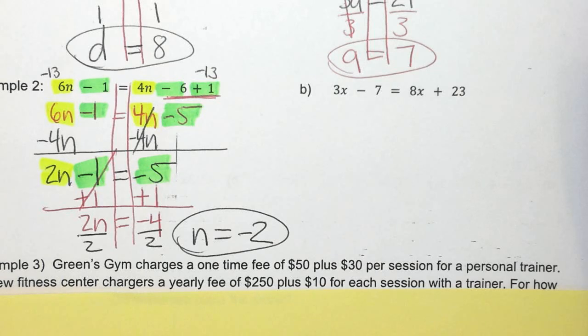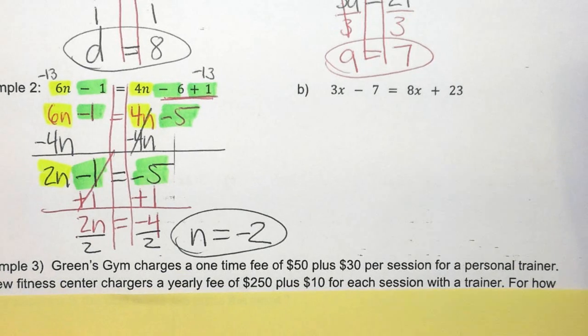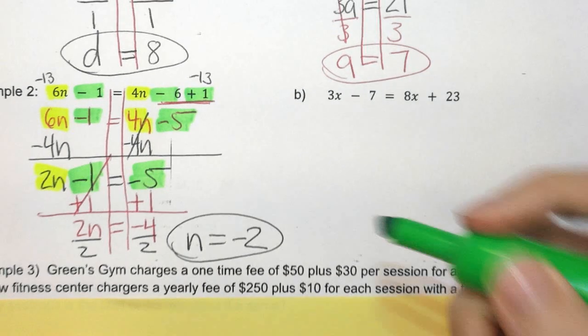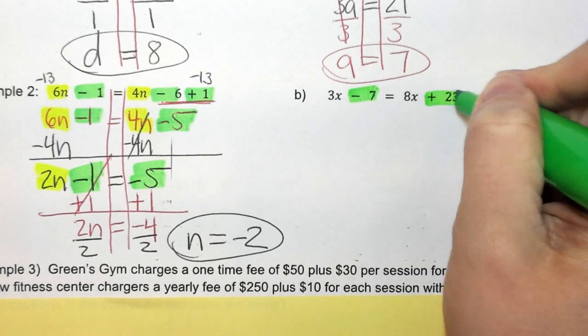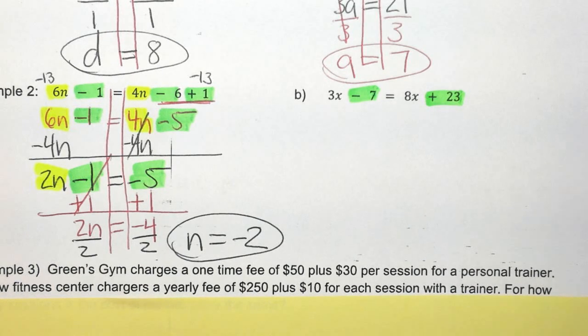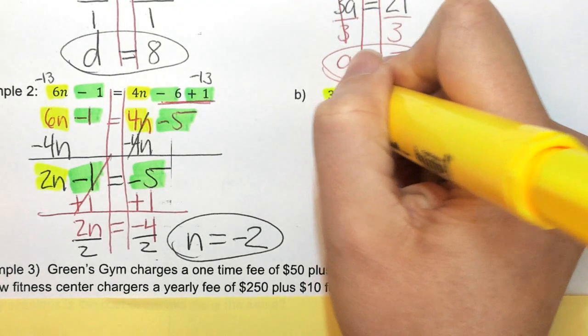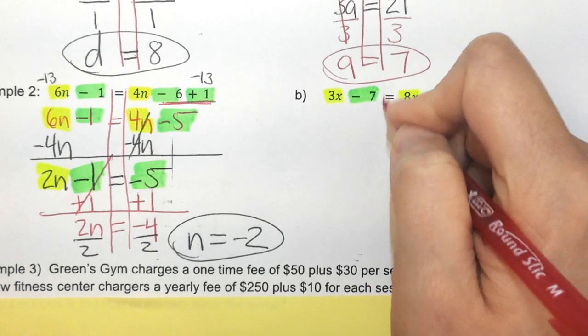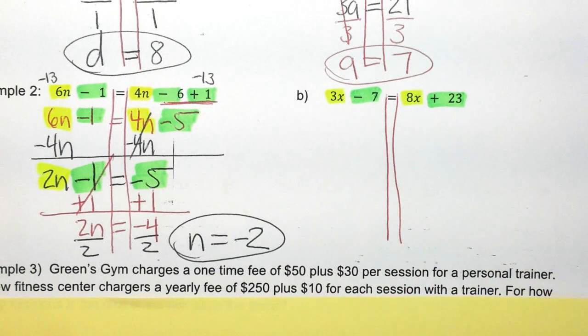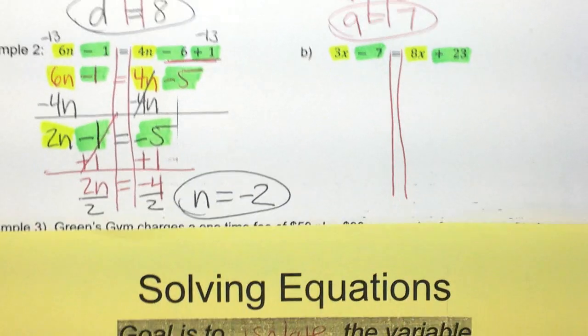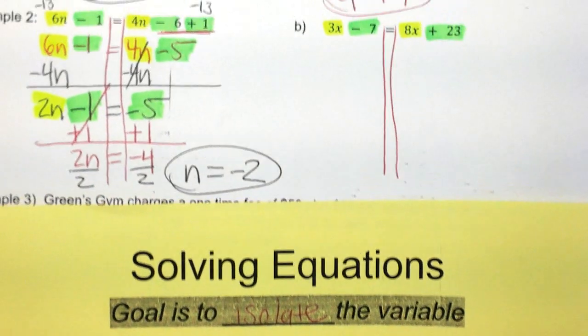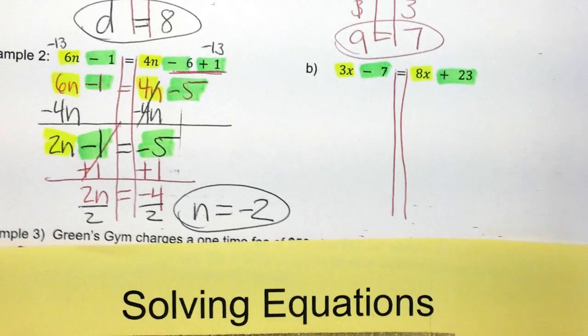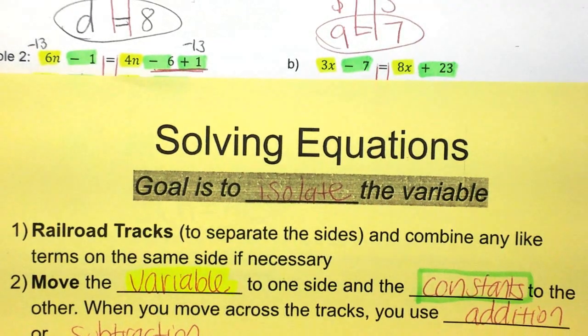Okay, I see a lot of you struggling on this one, so we're going to kind of go slowly through this one together. Okay, so highlighting, I'm going to highlight my constants in green. I'm going to highlight my variables in yellow. And I'm going to do my railroad tracks. So if I'm using my yellow paper to help me, okay, I think a lot of you keep forgetting that it's here to help. So I've done the railroad tracks.